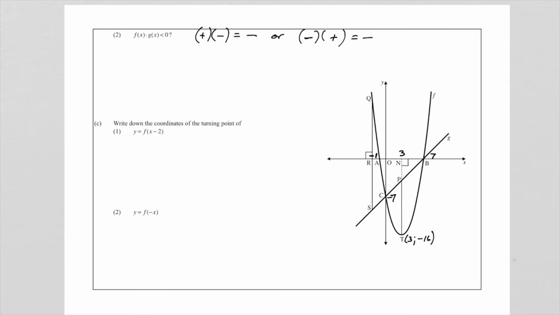So what it means in terms of the functions is that if the parabola is positive, the straight line must be negative. Or if the straight line is positive, the parabola must be negative. So they must have opposite signs. So the important thing to understand here is where do we find where a function changed from positive to negative or negative to positive? And that happens right at the x-intercept.